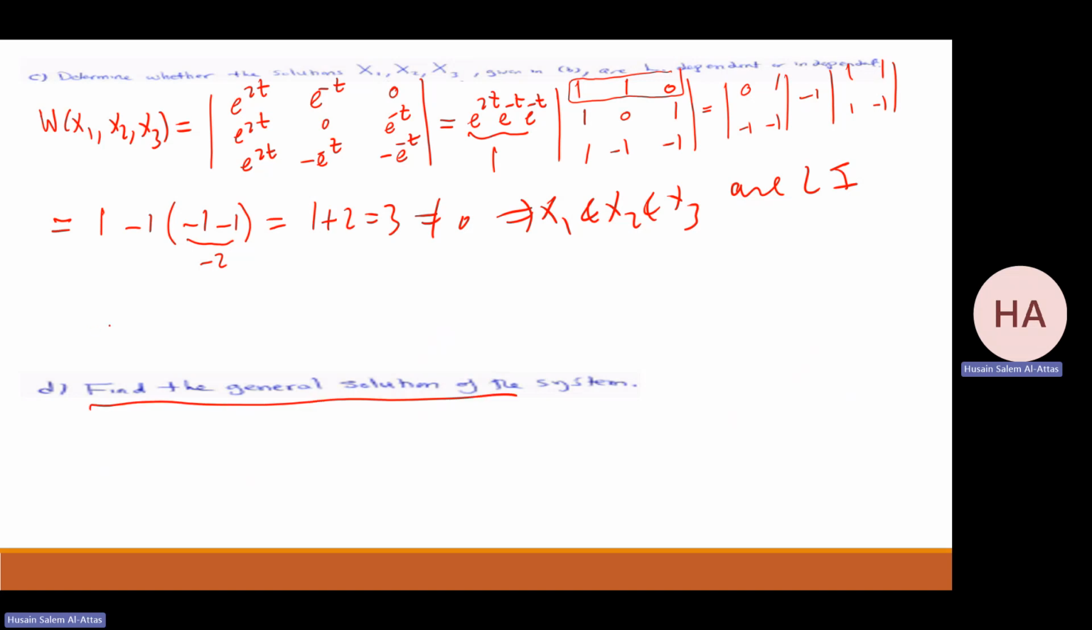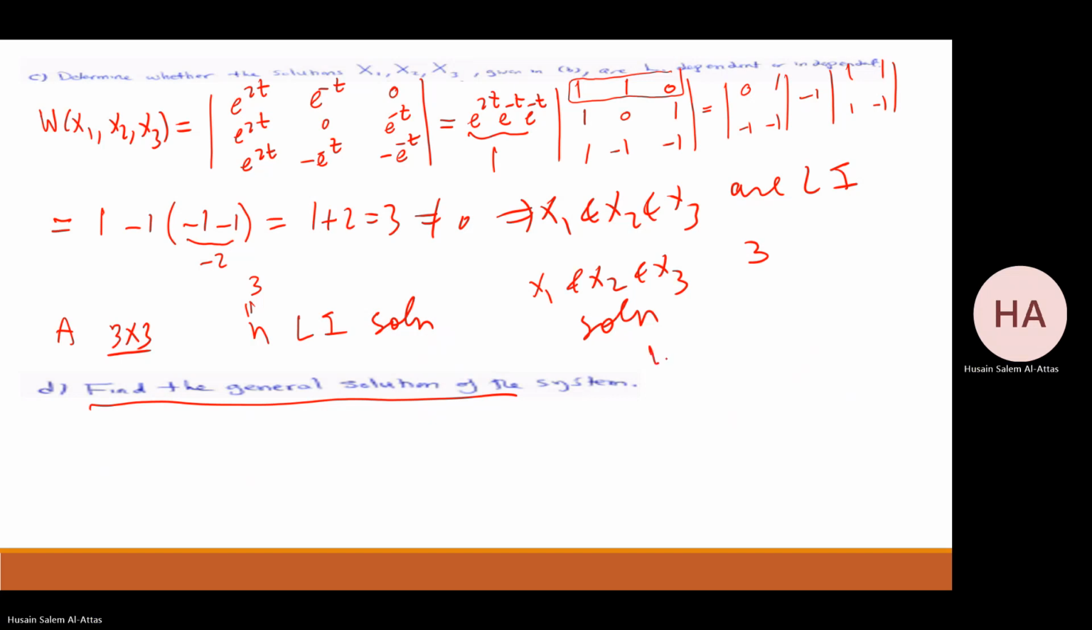Find the general solution. Notice I have the A is 3 by 3. And I have n linear independent solutions. This is what I need. So this n is 3. And I have x1 and x2 and x3. These are 3. And they are solutions, which is part B. And they are linearly independent. That means the general solution y equal c1 x1 plus c2 x2 plus c3 x3 as vectors.